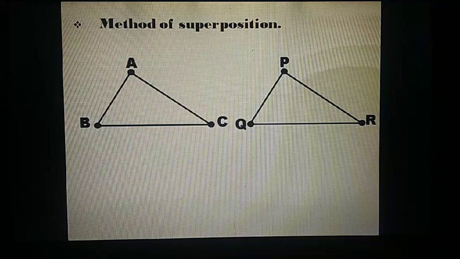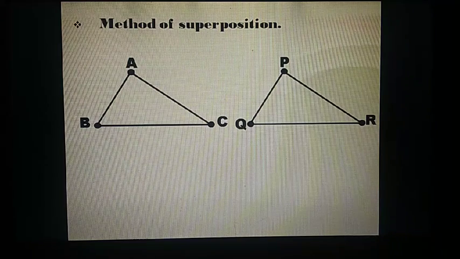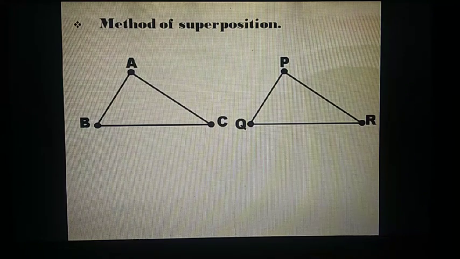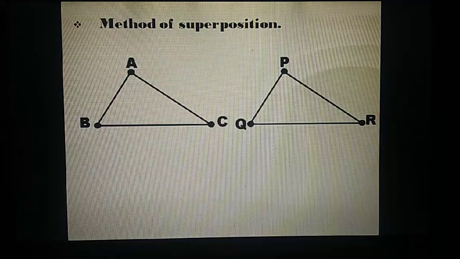Now, this means that when the triangles are superposed, A falls on P, B falls on Q, and C falls on R. Similarly, AB falls on PQ, BC falls on QR, and AC falls on PR.